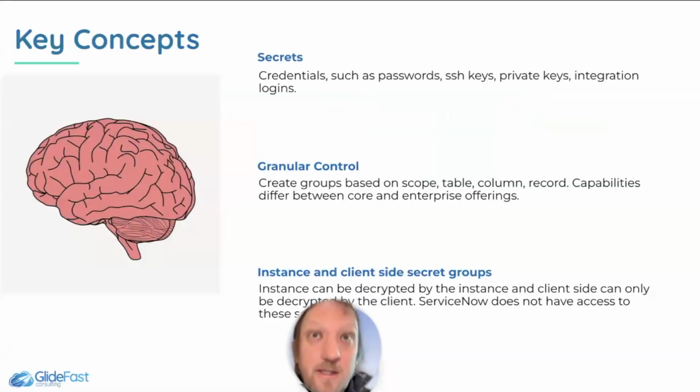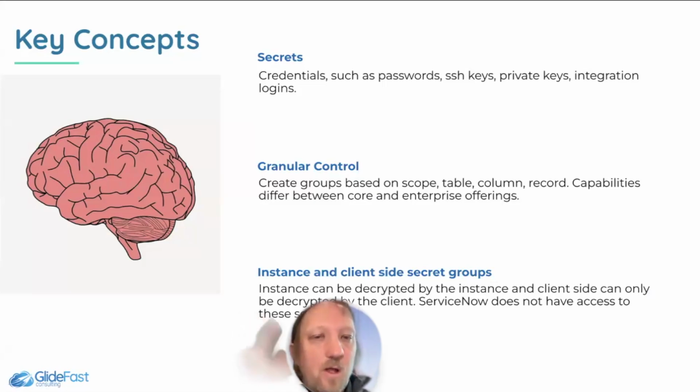An important delineation here is the secrets. When we're talking secrets, we're talking about credentials, passwords, SSH keys, private keys, integration logins. And this is passwords for mainly working with external systems, not user passwords. Granular control, you can create these groups of credentials or secrets rather that are based on scope, table, or column, record. There's a lot of different options for that.